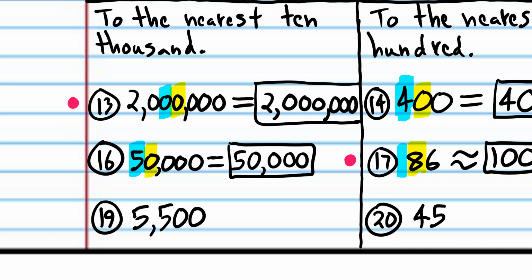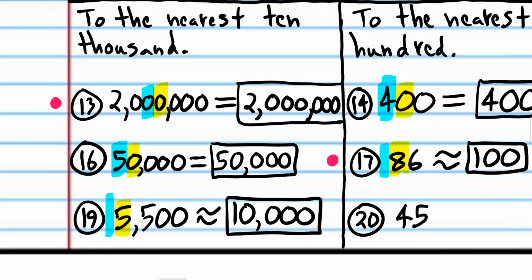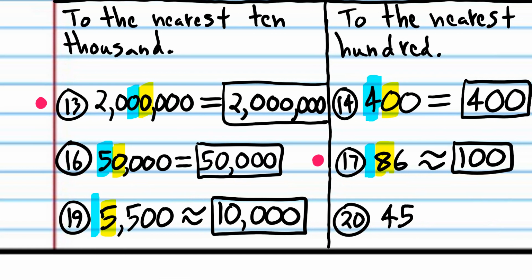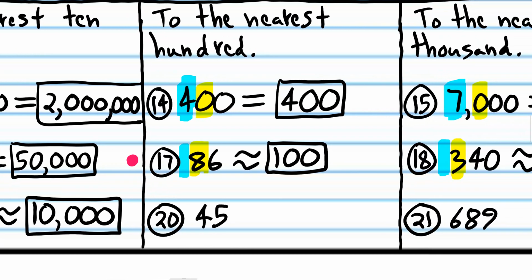All right, we're back. This is the 10,000ths place. 5 tells us to round up. So we can just consider the blue number to be 0, so it rounds up to 1, and all the other numbers, the yellow number and all numbers to the right of the yellow number, they become zeros. So if you got 10,000, good job. And make sure you're writing approximately equal to, not equal to, because 5,500 is definitely not exactly equal to 10,000. All right, try number 20, and when you come back, we'll do it together.